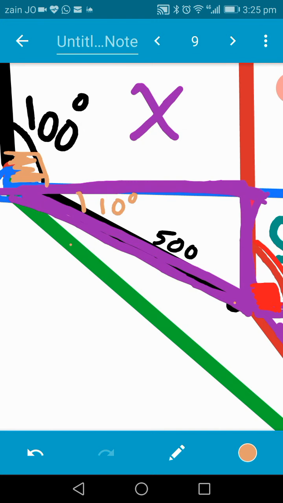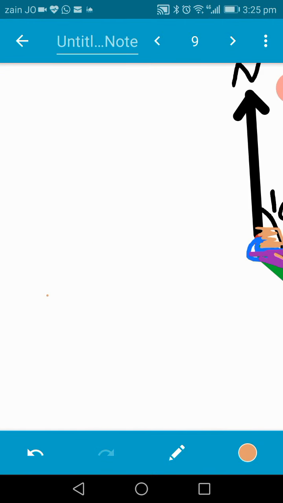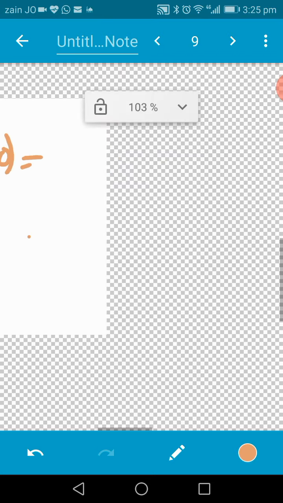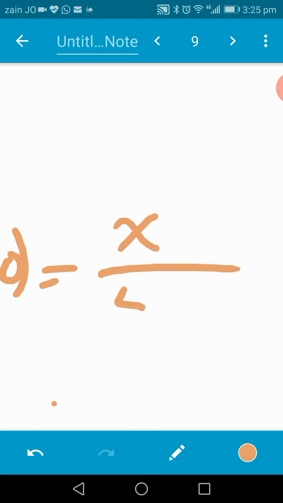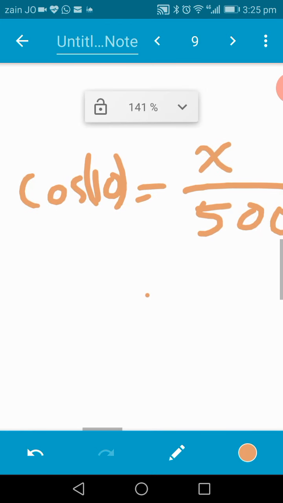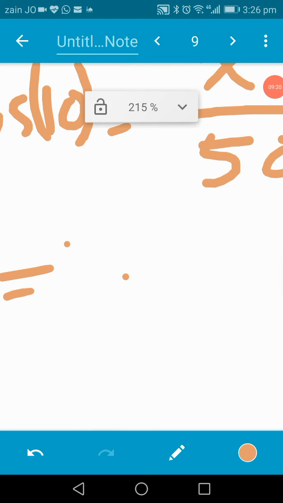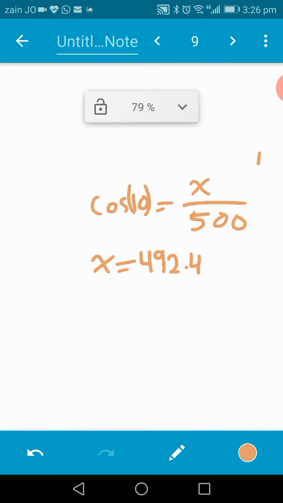We have, teacher, this is the hypotenuse, this is h, which is 500. And you have the angle 10, and I want to find x. X with respect to 10 is adjacent. So you can use what? Cosine. Cosine 10 equals adjacent, which is x over 500. Then x equals 492.4. This is x.